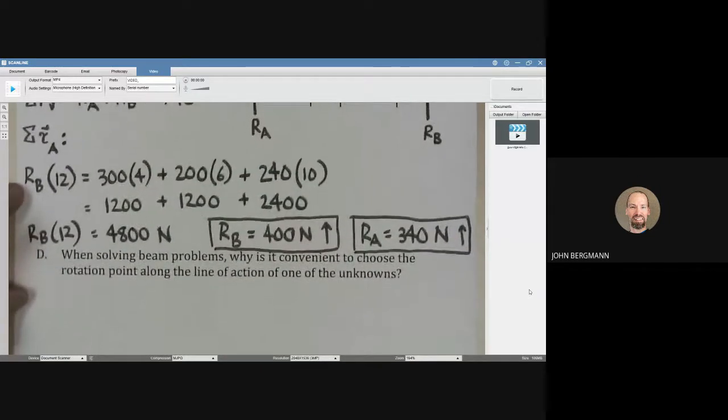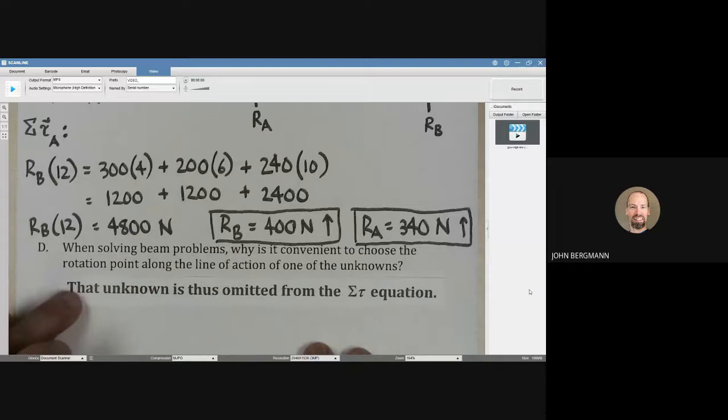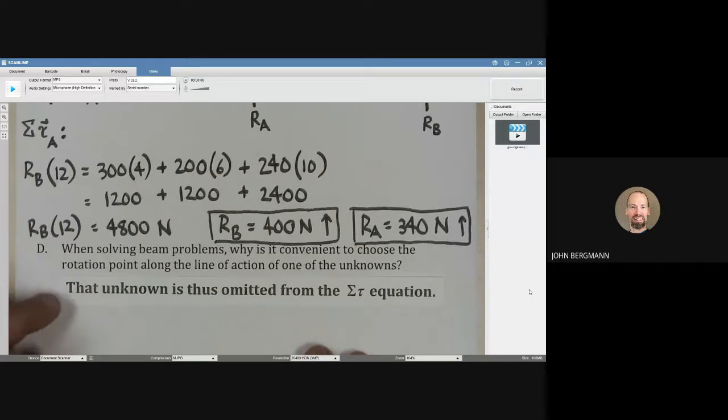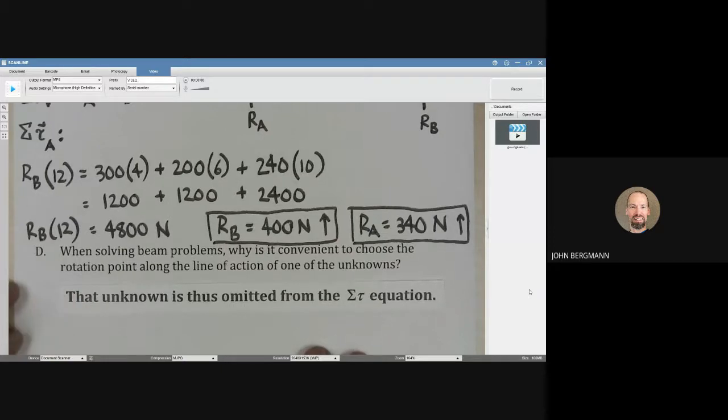All right, let's end this by answering this question. When solving beam problems, why is it convenient to choose the rotation point, or the axis, the pin, along the line of action of one of the unknowns? We said this when we were doing this problem, but in case you missed it, that unknown is thus omitted from the summing of the torque equation. In fact, it's on the screen still. You can see when we wrote our torque equation, RA was not in there, which was nice because that was one unknown that we didn't have to deal with.